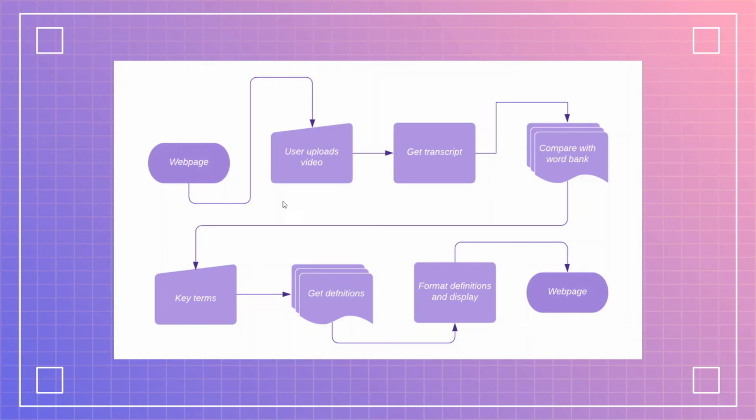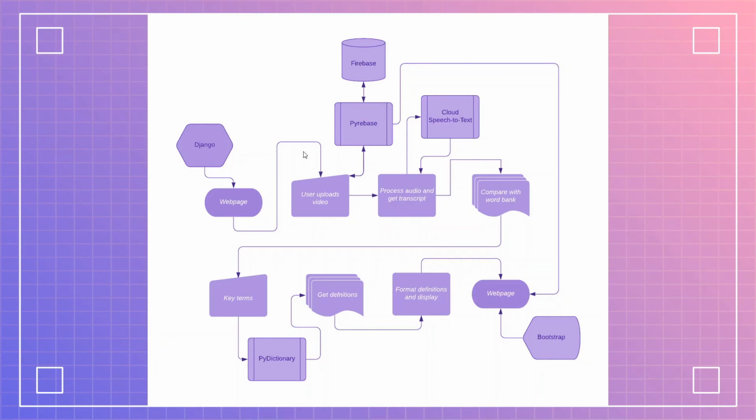This chart shows the overall workflow of our app. First, the user uploads a video or a lecture. We then create a transcription of that video. Using the transcript, we can compare it with a word bank. Now, if the term is both in the transcript and the word bank, then it's a key term. After finding all our key terms, we can get their definitions. Finally, we can format these definitions and display them back to the user.